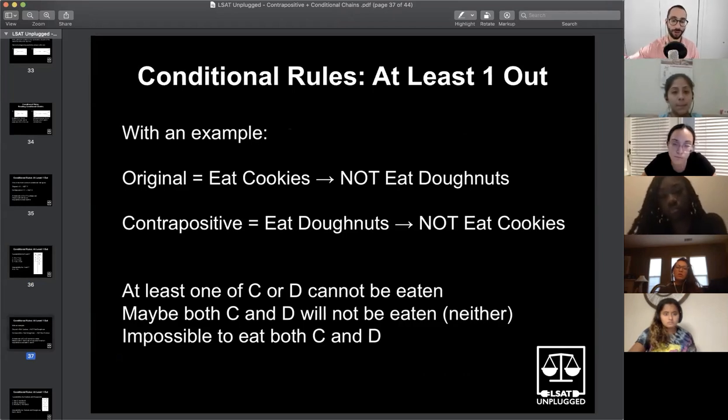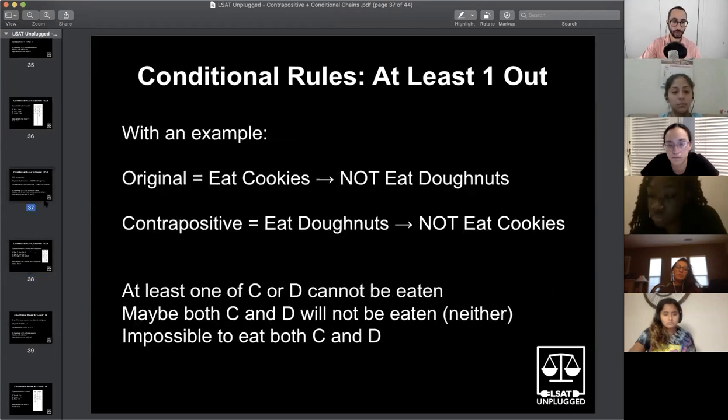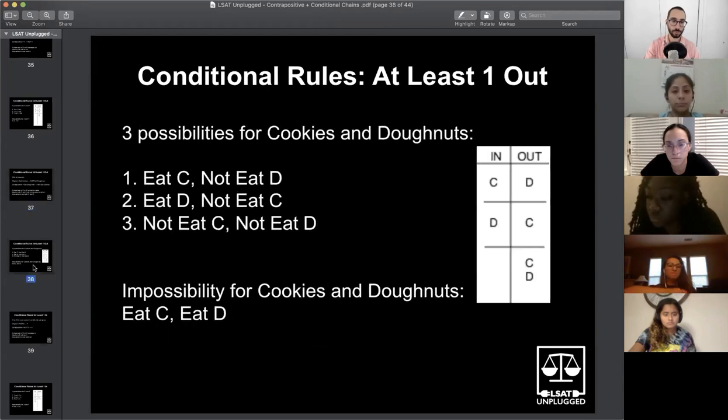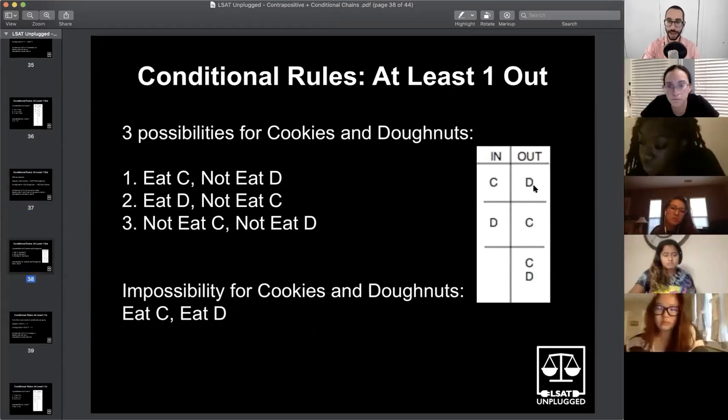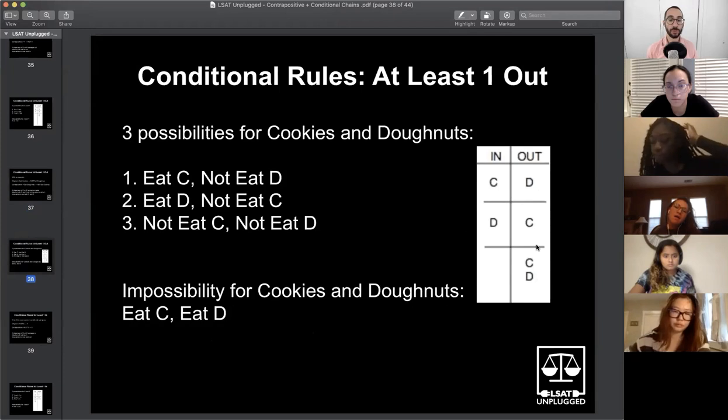A parent's not going to force their kids to eat desserts, most likely. So you could lack both, but they will not permit the kid to have both of them together because it's too much sugar and it's almost bedtime. I'll go back to that for one more second in case anybody's writing it down, but again, you have the slides. Now, 3 possibilities specifically with this: C in, D out, D in, C out, maybe both of them are out. So this is exactly the same as the XY slide from before, just with this particular example.